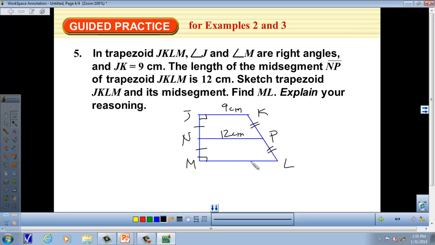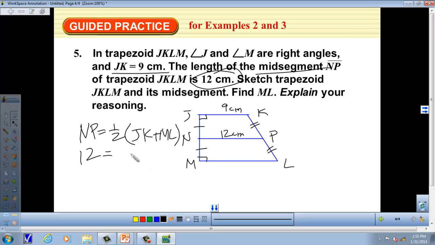We want to find ML, so we use the same strategy. We're going to write out the formula, which is that NP is equal to 1/2 the top, which is JK, plus the bottom, which is ML. And then we just plug in what we know. We know that the midsegment is 12. We know that JK is 9. Oops, sorry. Instead of JK, we're going to put 9. And then ML is what we want to find.